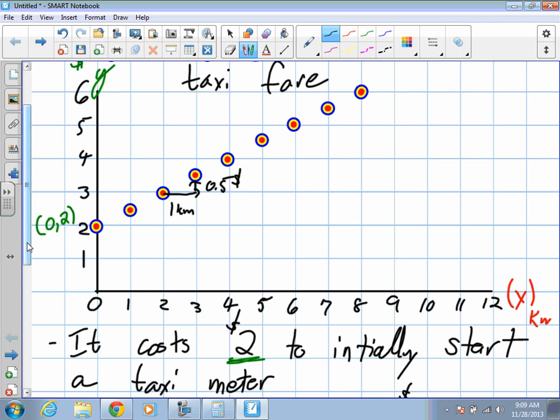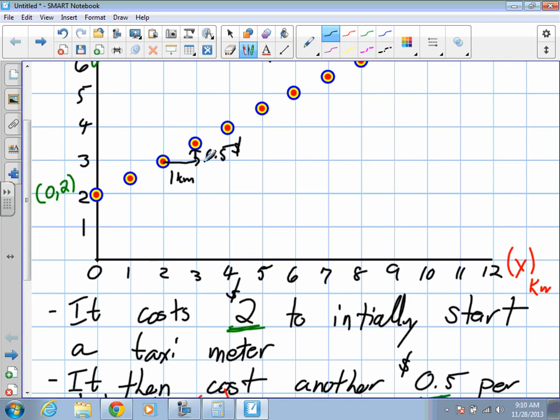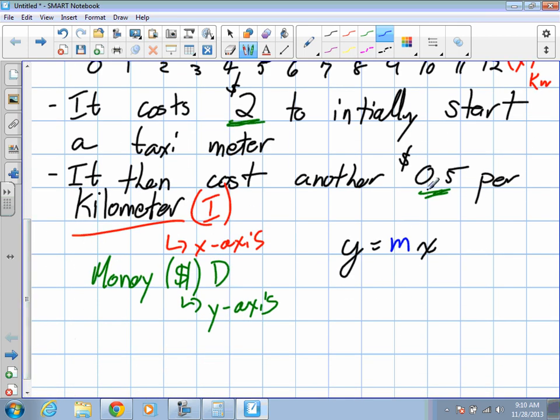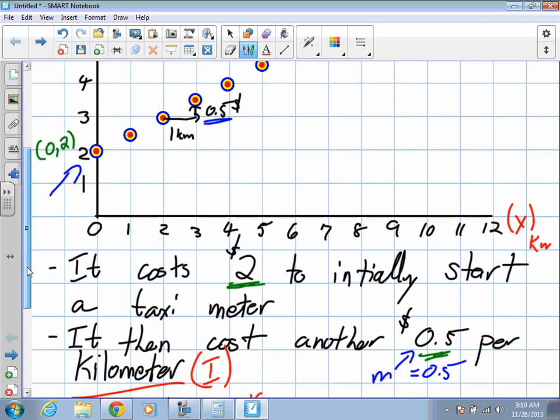So if you guys recall yesterday, we talked about direct variation, and we represented it with y equals m x. Our m was how much we were changing by every time. So what is that in this case? 0.5. Excellent. Okay. So our m is equal to 0.5. That's what we're changing by every time. So we have y equals 0.5x, but this isn't direct variation. We started somewhere. And what value did we start at? 2. That's right.